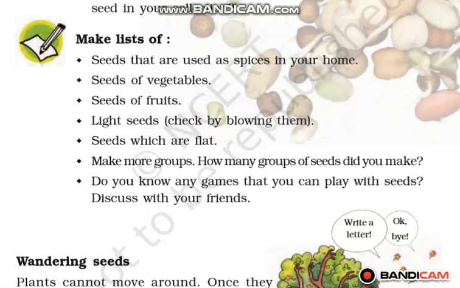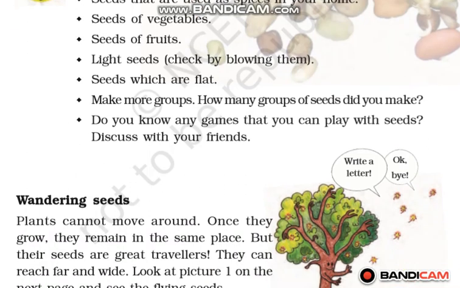Seeds which are flat in shape, and you have to make more groups. How many groups can you make? For example, round seeds and circular seeds on the basis of the shape, rough seeds and soft seeds, smooth seeds on the basis of texture. In this way you can make different types of groups. Do you know any game? Find out any game that you can play with the help of seeds.